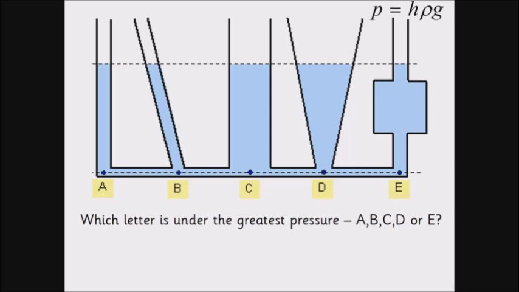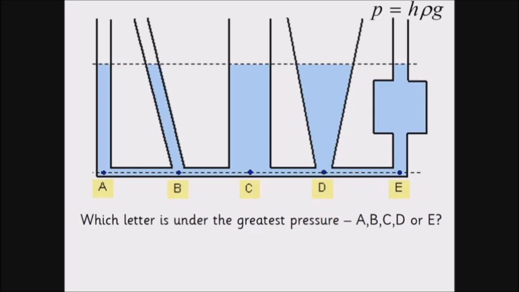Okay, let's try and trick you. So looking at this picture, which letter is under the greatest pressure? A, B, C, D or E, so which blue dot? Have a look at the formula and think to yourself, okay, pressure depends on height, density and gravity. All of this lot is under the same gravity, all of this lot is under the same density, so there's only one thing that really can affect it, and that's the height.